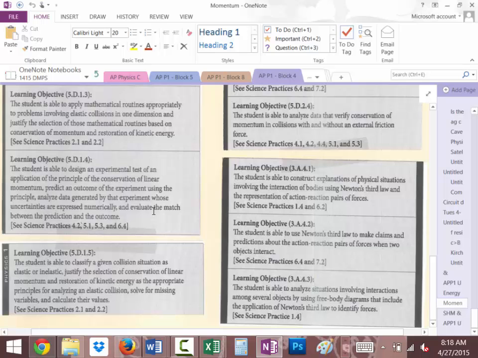So that's basically what it's saying. It's a lot of words, right? It's kind of ridiculous. But basically it's saying, if I got out a cart and a track and two carts, and we collided them, and we videoed it, and we measured masses, and we measured velocities, you could make a prediction before you did it about what was supposed to happen, and then you could make measurements, and then you could compare your measurements with your prediction. That's what it's saying, just in a ridiculous number of words.